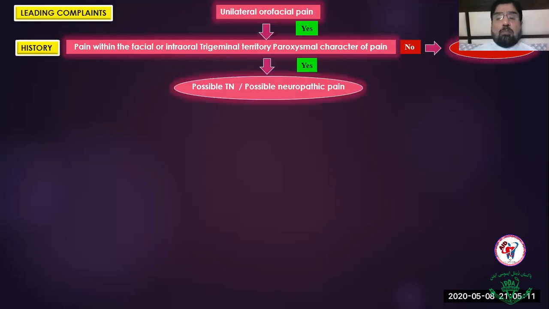So right at the start, by taking the leading complaints and the history, you come to know that the patient does not have trigeminal neuralgia. But if the patient has this territory, intraoral and focal, and the paroxysmal character of pain, then it is possible trigeminal neuralgia or possible neuropathic pain. Now you have gone a step forward, and you have to evaluate the person as to whether it is neuropathic pain or trigeminal neuralgia pain.